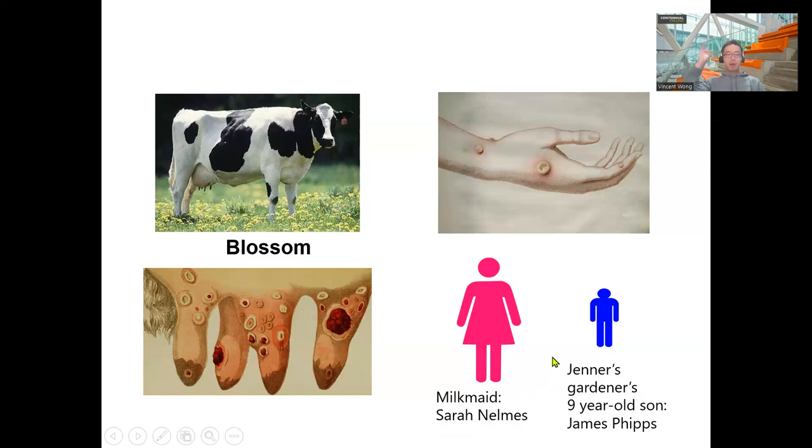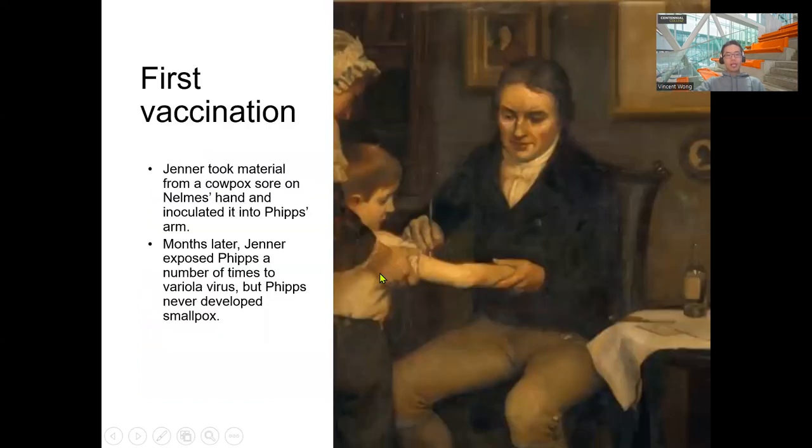And so to test his hypothesis, to test his theory, Jenner took the gardener's 9-year-old son, James. He didn't take his own son, he took the gardener's son, which is like super unethical. Nowadays, you know, you go to jail for doing something like that. But anyway, back then, you know, it's a different world. Okay, so he took the boy and he, you know, infected the boy with cowpox. And afterwards, he did the really crazy thing.